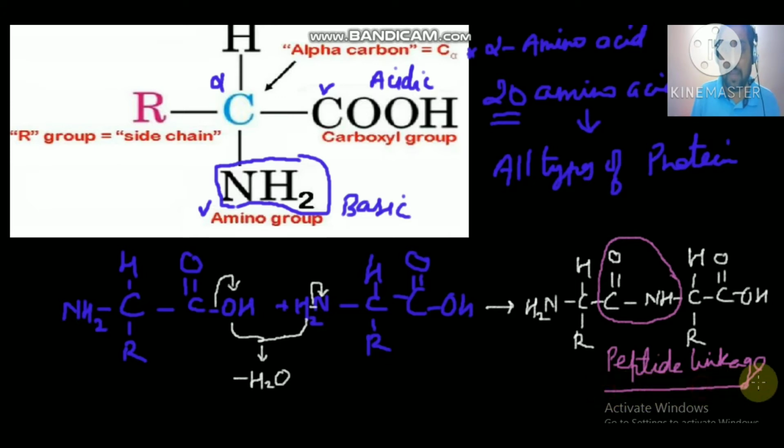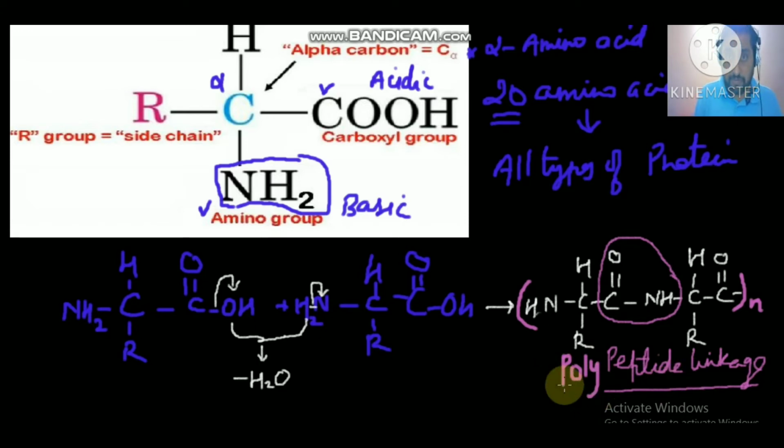Okay. Now when two such units are taken together, I'll say it is a dipeptide. When three such units are taken together, it will be a tripeptide. And when n such units are taken together, here this H will be lost, here this O will be lost, and then n such units will be joined, and the chain will be said as a polypeptide.